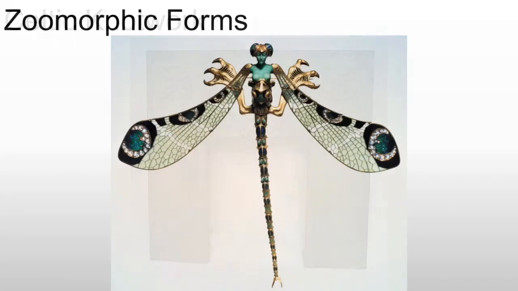We will also see a lot of zoomorphic forms, in other words, animal forms, although in arts and crafts when they do it, it's frequently very realistic. So here we have a dragonfly that from a distance looks like a dragonfly until you get up close and you see the sort of dragon claws and, of course, the nude half woman coming out of the top of it.